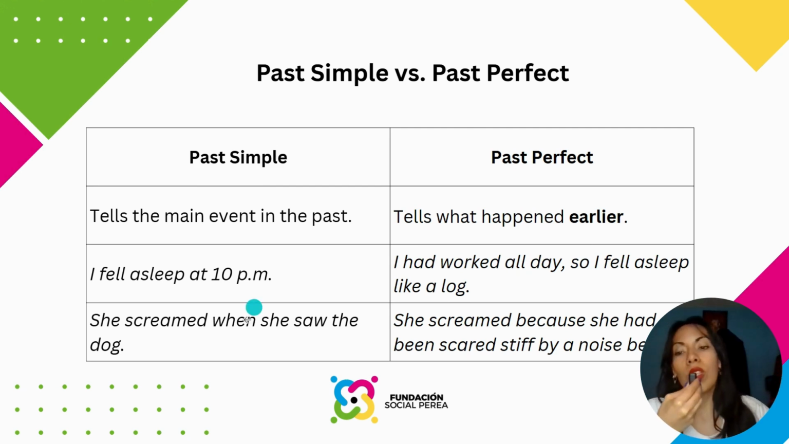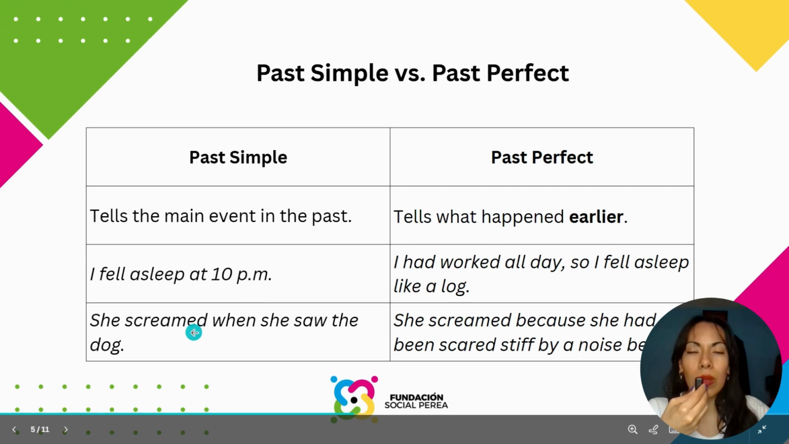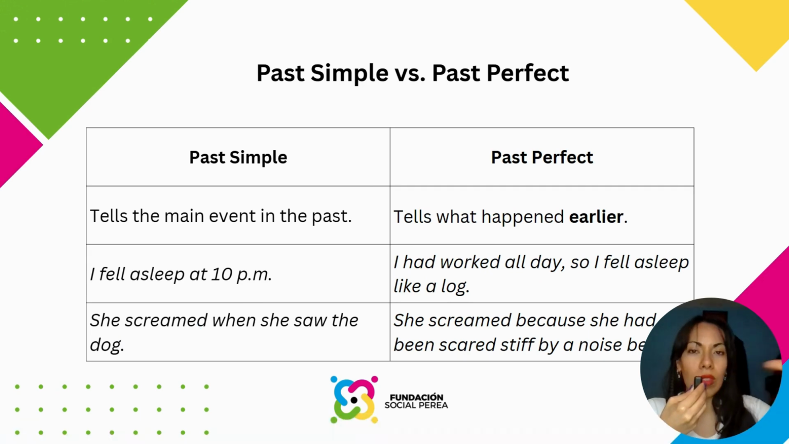Or look at the second. She screamed when she saw the dog. Okay, you can imagine the situation. This woman saw a dog and immediately she screamed, right? So the situation over here is to take into account that you have a clear narrative, but let us know what's the main event or what is the main fact.